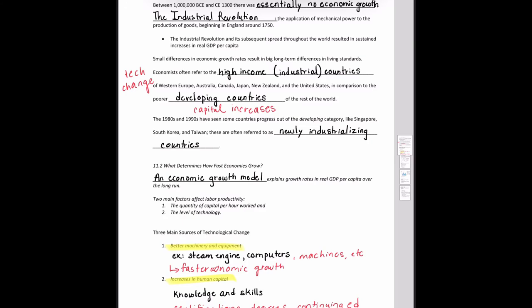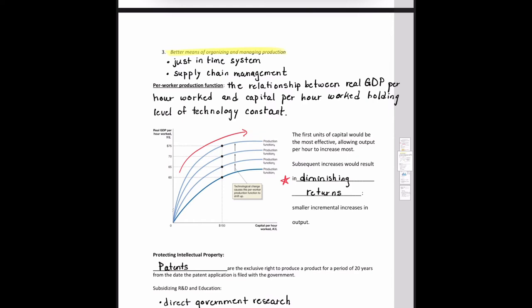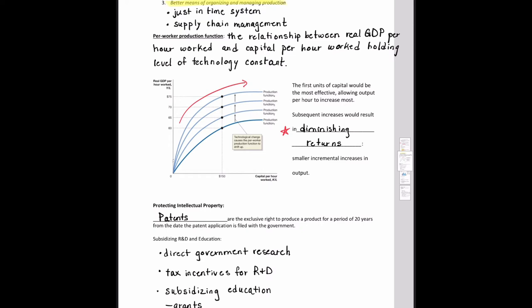Again, we see diminishing returns when we improve capital per hour, but technological change does not have this limitation. Technological change causes the per worker production function to shift upward. So, in the long run, a country will experience an increasing standard of living only if it experiences continuing technological change.